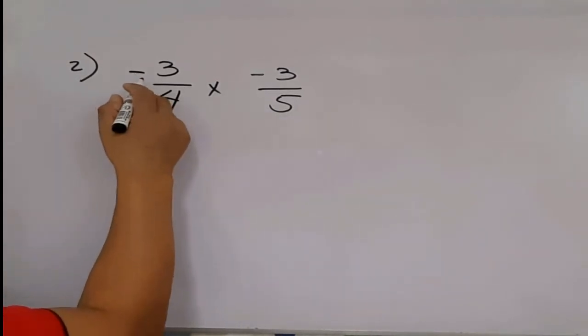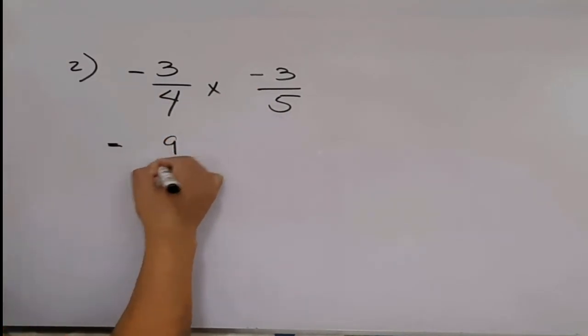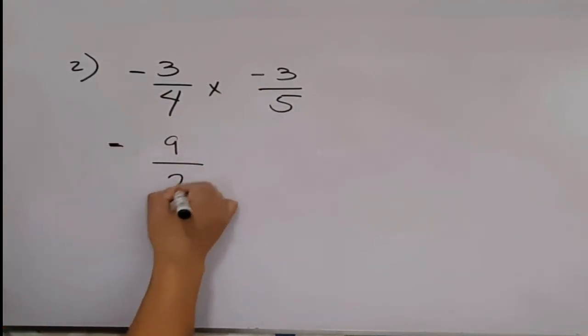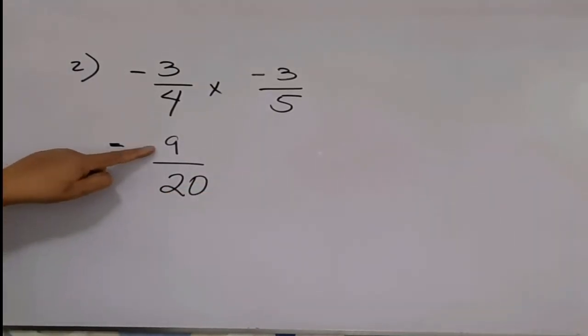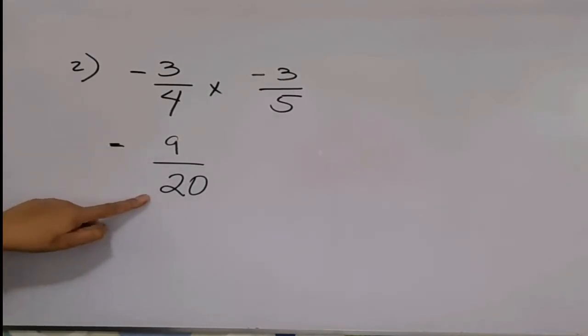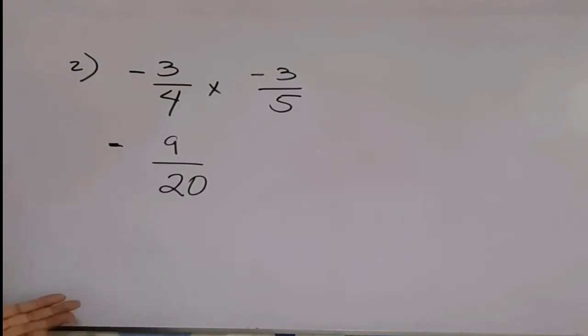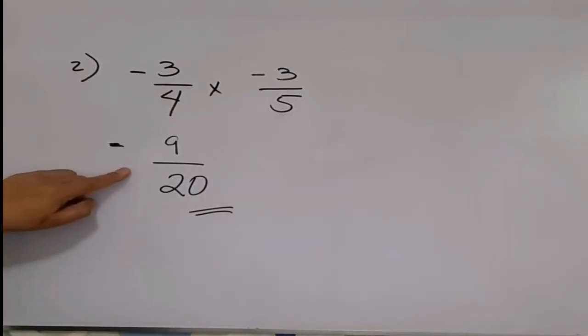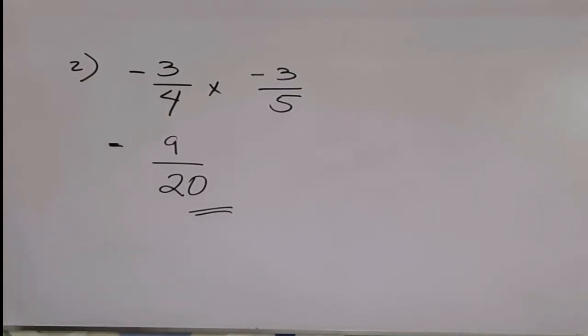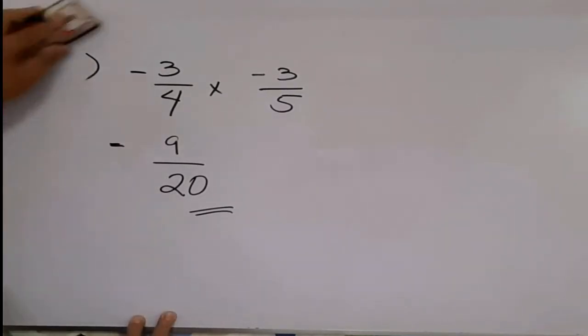So this one now is 3 times 3 is 9, and 4 times 5 is 20. Can we still reduce this? Okay, let's see. The factors of 9 is 3 times 3, and factors of 20 is 5 times 4. There is no common factor, so therefore, this is already the simplest form of fraction. Negative 3/4 times negative 3/5 is equal to positive 9/20, or just plainly 9/20.